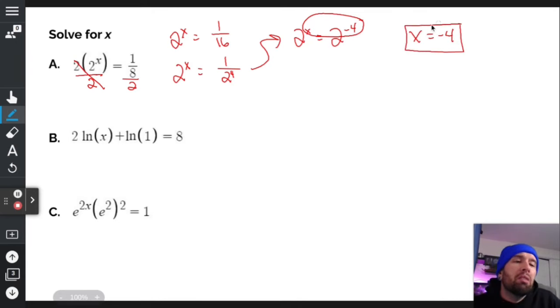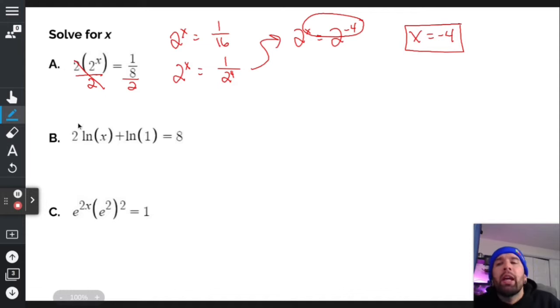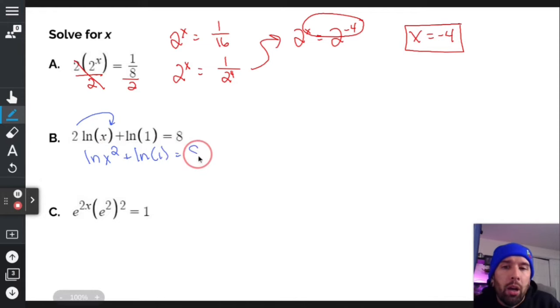Not too bad. And then you need to convert. Unlike this one, I have a 2 in front of an ln. Now remember, the ln rules and the log rules follow the same exact rules. It's just that ln is log base e, so it follows the same rules. Take that 2 and attach it to x. So now you have ln x squared plus ln of 1, which equals 8.